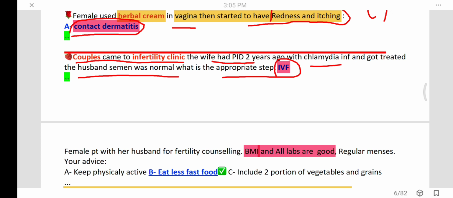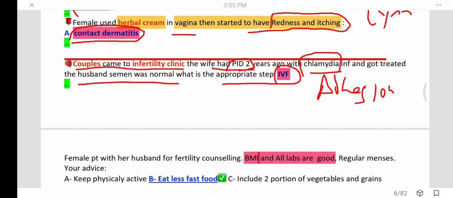Now the important point to note is whenever they ask about PID and the infection is chlamydia, you always have to consider that there is adherence of the tube, because chlamydia infection causes scarring of the tube, and due to the scarring it leads to adherence or obstruction of the tube. So due to this cause, the couple had to get IVF treatment for fertility.